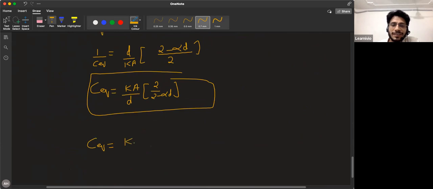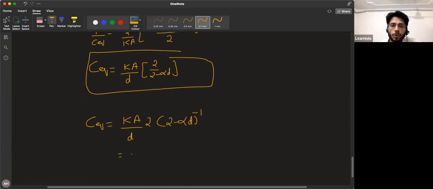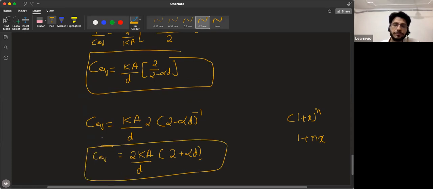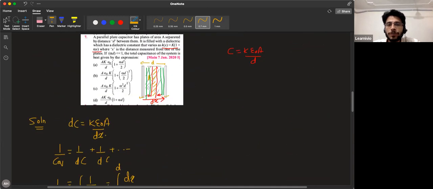Like you can write this as kA by d, it's 2. Then you can write it as (2 minus alpha d) to the power minus 1. You can write this as twice of kA by d. This is 2, just multiplied with negative here. It's 2 plus alpha d. This is binomial expansion basically. If you have (1 plus x) to the power n, then you can write this as 1 plus nx. So I used that. I multiplied minus 1 here, so it becomes plus. So this is C equivalent. Note it down. So these are the steps if k is variable.